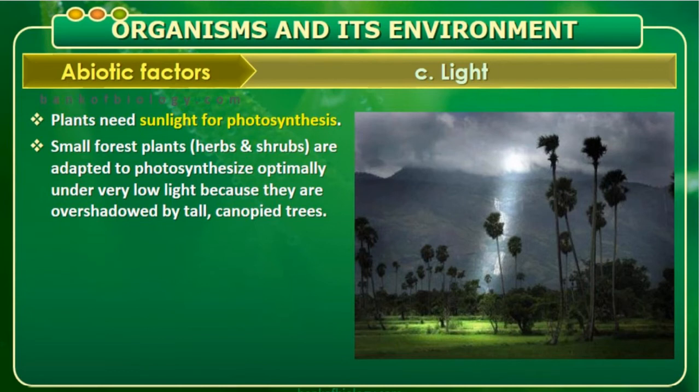The third abiotic factor is light. Plants need sunlight for photosynthesis, as you know. Now, when the sunlight is too much, what will happen? The plants will burn and die. That means there should be an optimum level of sunlight for photosynthesis.